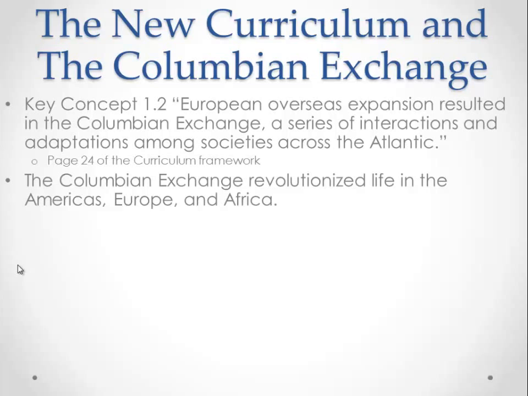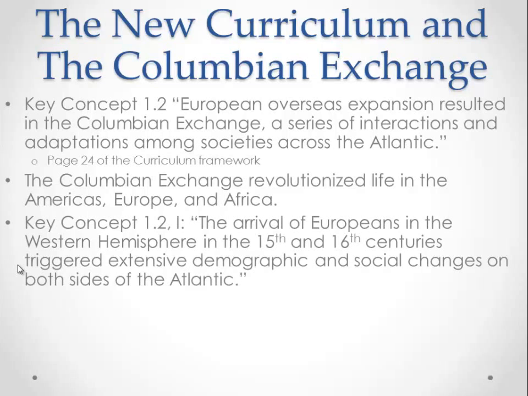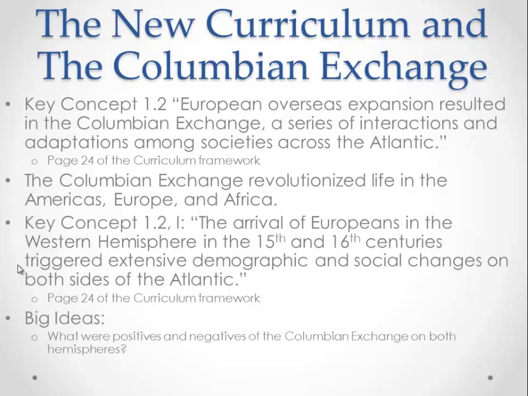All right, so just be familiar with the idea that the Columbian Exchange revolutionized life in the Americas, Europe, and Africa. And within key concept 1.2, there is Roman numeral 1, which says that the arrival of Europeans in the Western Hemisphere in the 15th and 16th centuries triggered extensive demographic and social changes on both sides of the Atlantic. So the big ideas for this key concept are: what were positives and negatives of the Columbian Exchange on both hemispheres, and what were reasons that led to European exploration? If you can answer those two and provide detail, you will have a good grasp of this key concept.